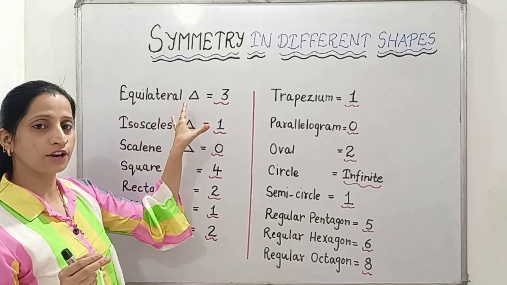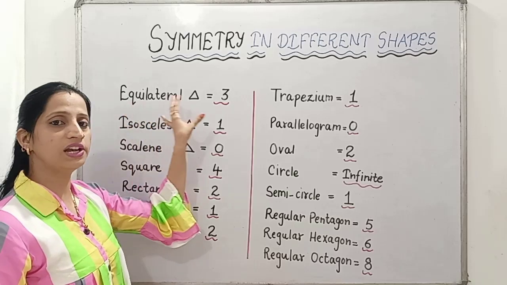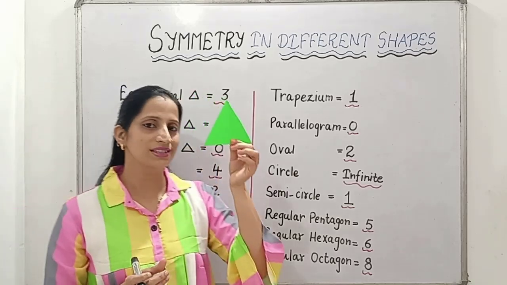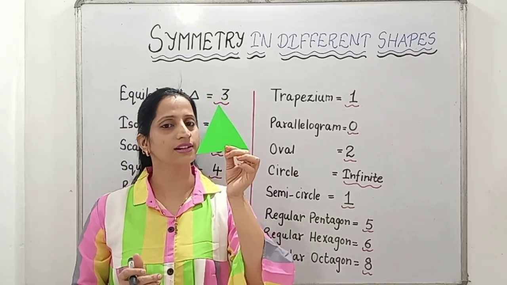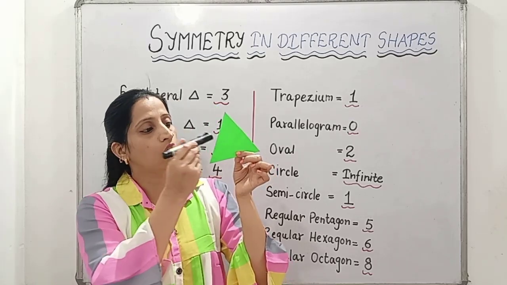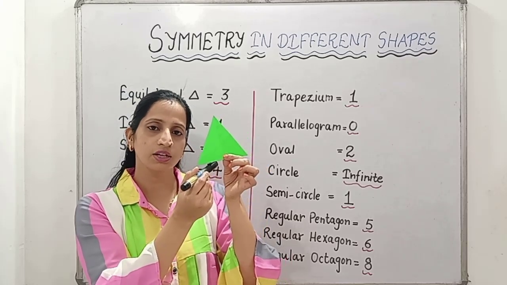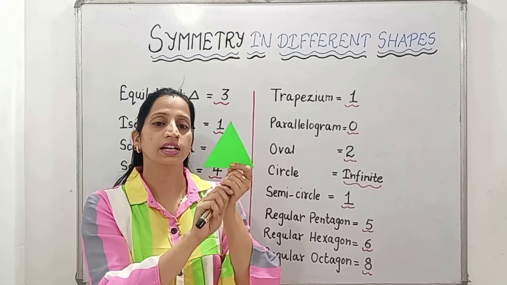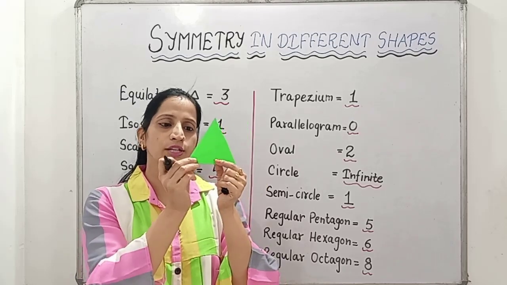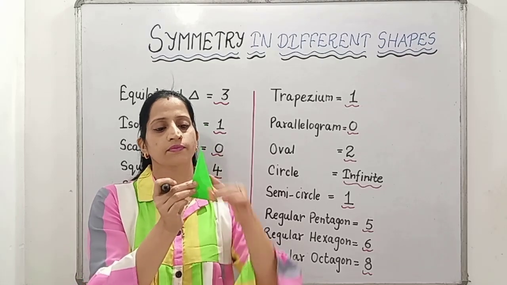So let's start with the triangle. Okay, the first one I have written is equilateral triangle. So you can see this is an equilateral triangle. Equilateral triangle means a triangle whose three sides are all equal. When all three sides are equal, in that case it will have three lines of symmetry. Let's see how. Let's fold it like this.